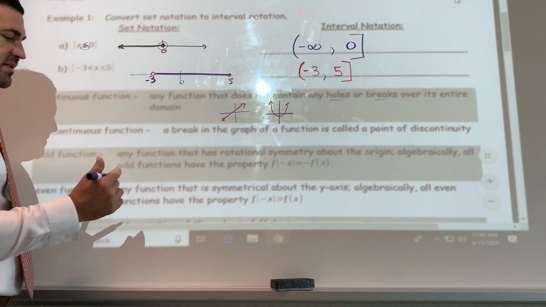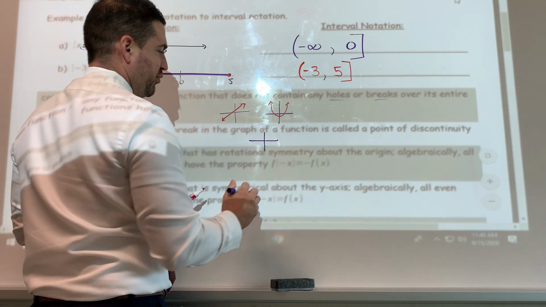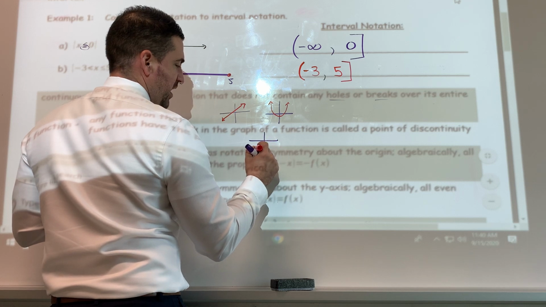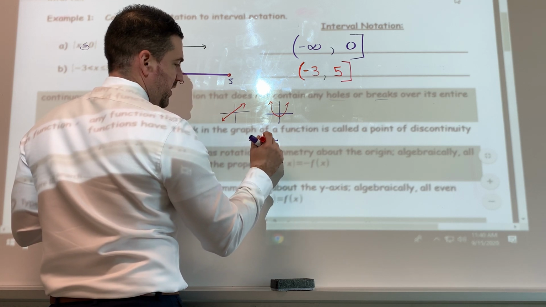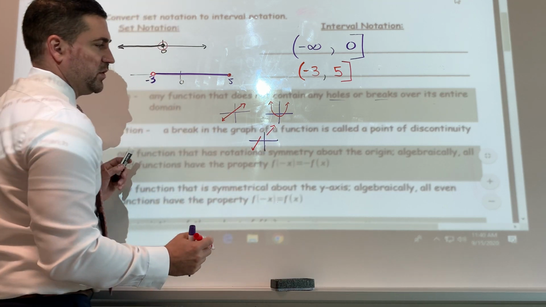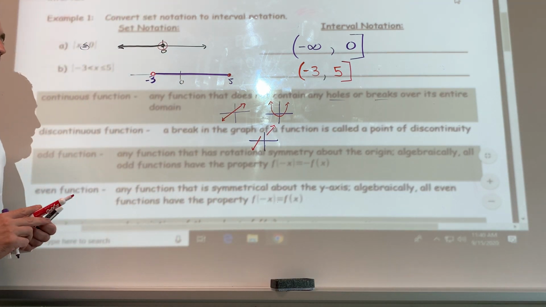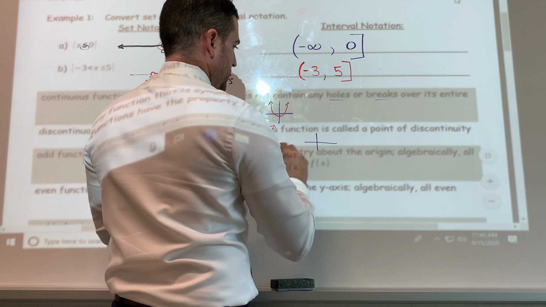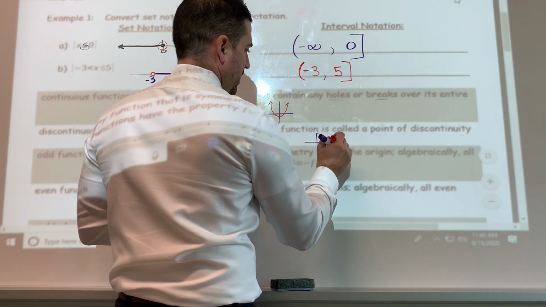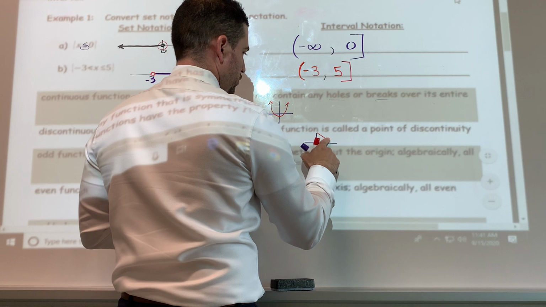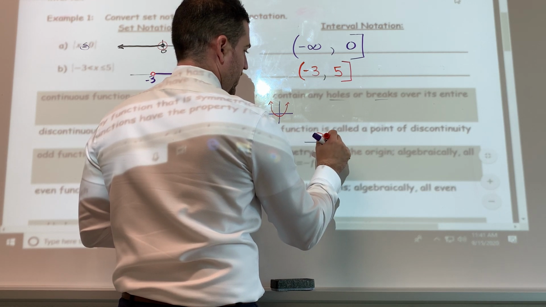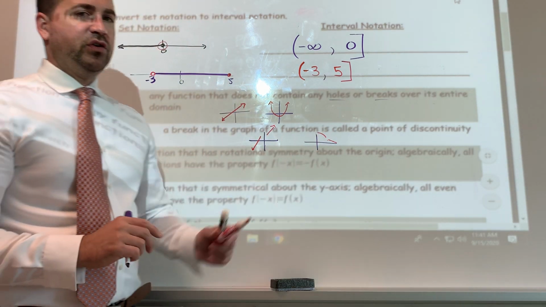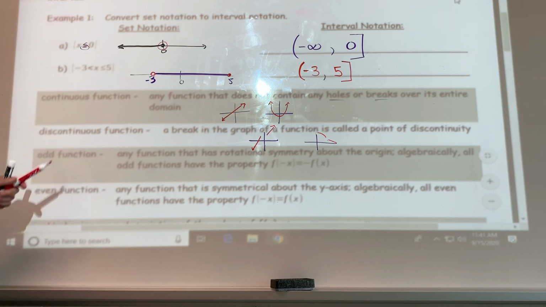But something that is discontinuous would be something that has a break in it. So let's say we had a line here and then another line here. So this graph would be broken, so this would be discontinuous. Okay, often you might see ones that go like this, down and then maybe a straight line. So if there's a break or a hole inside of the function, then it is discontinuous.